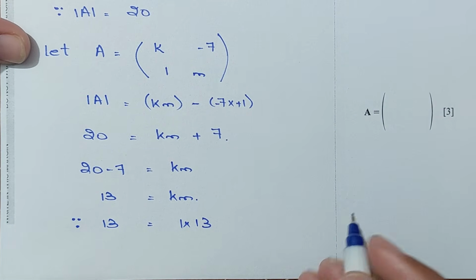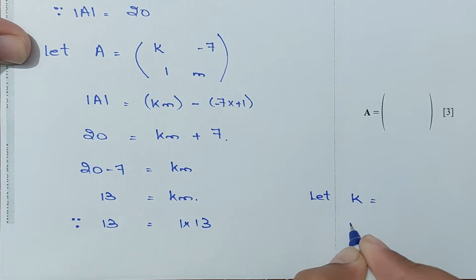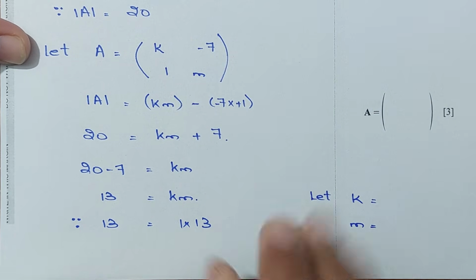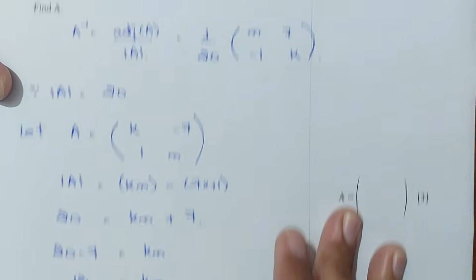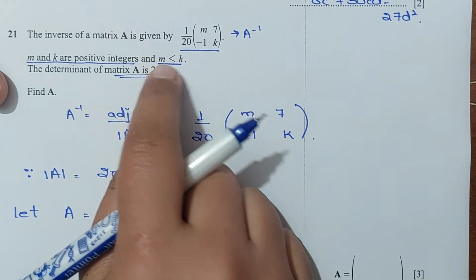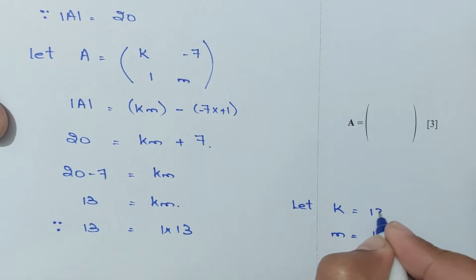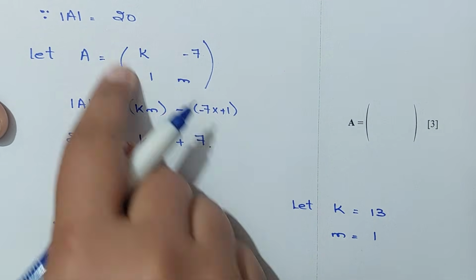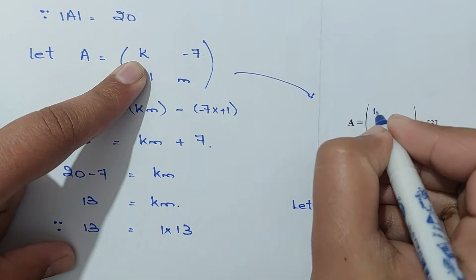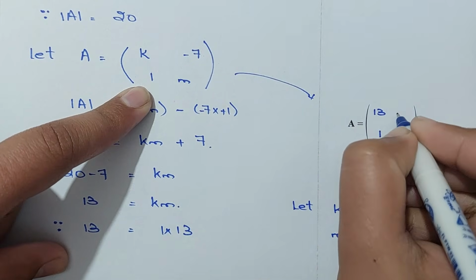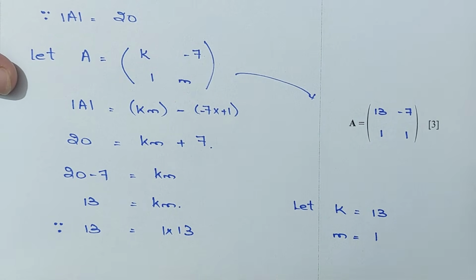So k value and m value, it can be 1, it can be 13, but we have a restriction. These two are positive integers. m value should be less than the k value. So m value is 1 and the k value must be 13. Back to my matrix A. So we have k value is 13 and we have 1 minus 7 and the m value is 1. So that is my matrix A.